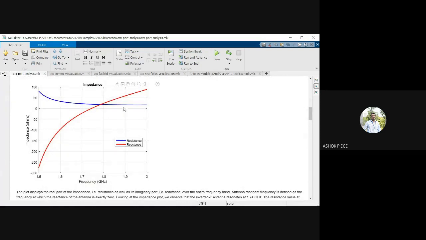From impedance and reactance curve, we can find two things. One is the resonant frequency. How to find resonant frequency? The point where the reactance becomes 0 is your resonant frequency. And at that frequency, what is the resistance? That's going to be the impedance of your antenna.